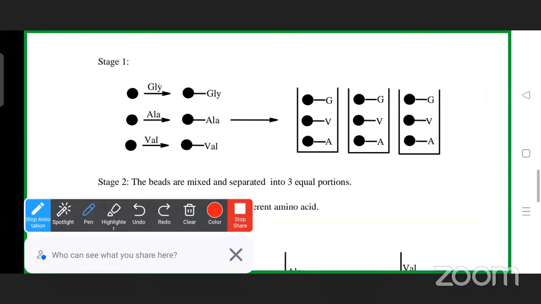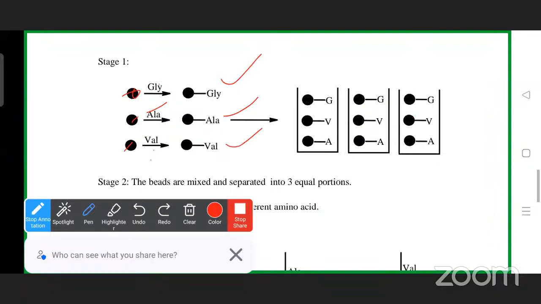When this glycine amino acid is attached with this resin bead, it becomes resin bead attached glycine. Now we are attaching the alanine with this resin bead here. Then it becomes alanine attached, the building block here. Now the valine. In the third attachment, we are attaching this valine amino acid with the resin bead. So resin bead attached valine, right?